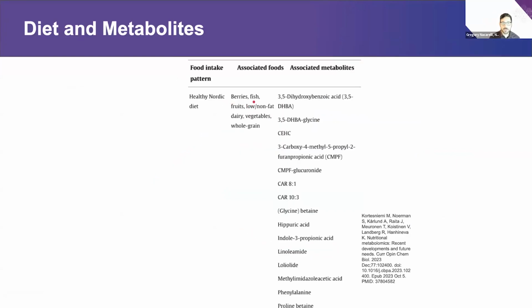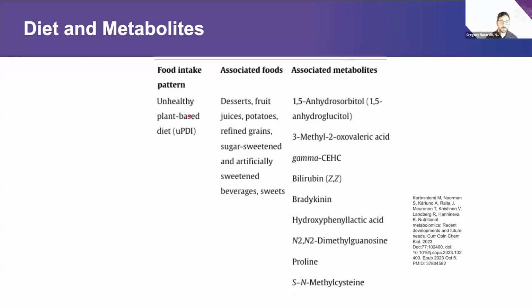For a Nordic diet, rich in berries, fish, fruits, and non-fat dairy, we could see certain types of nutrient profiles as well, with some tryptophan metabolites being recognized here, and the indole amino acids like phenylalanine. For unhealthy diets, let's say we have desserts, fruit juices, potatoes, refined grains, sugars, we'll see some not good stuff, right?